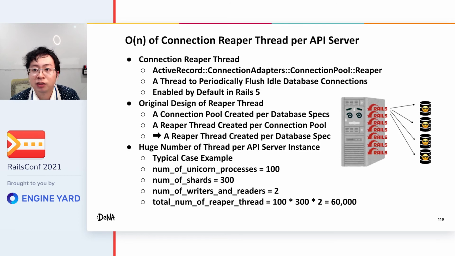The next pitfall is the connection reaper thread per API server. The connection reaper thread is a thread to periodically flush idle database connections. This was enabled by default in Rails 5. The original design of the reaper thread led to a reaper thread created per database spec. So let's do the math here again. The number of unicorn processes is 100, the number of shards is 300, and the number of writers and readers is 2. Then we can yield 60,000 total reaper threads here.